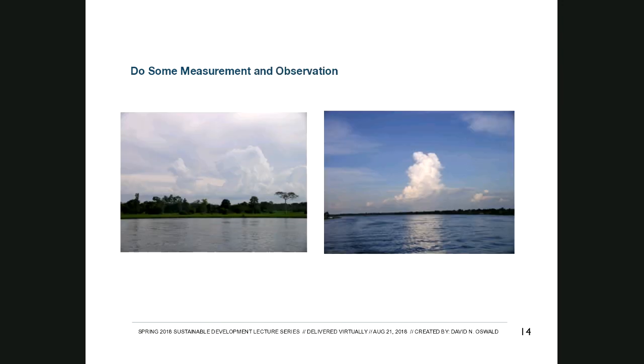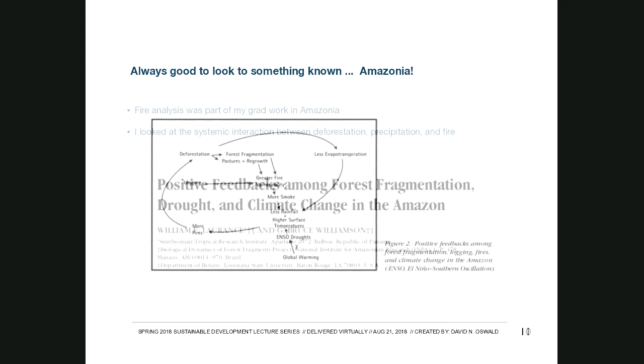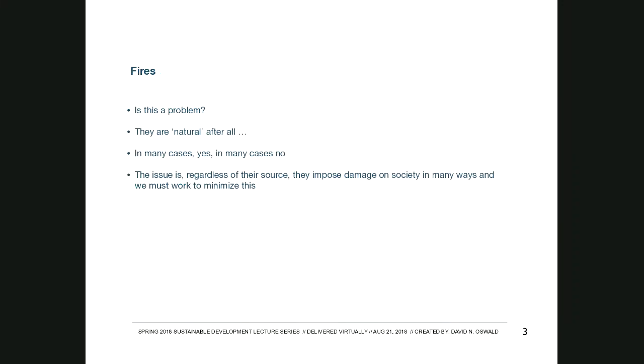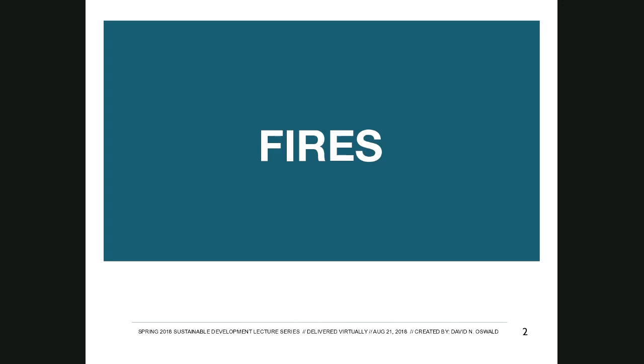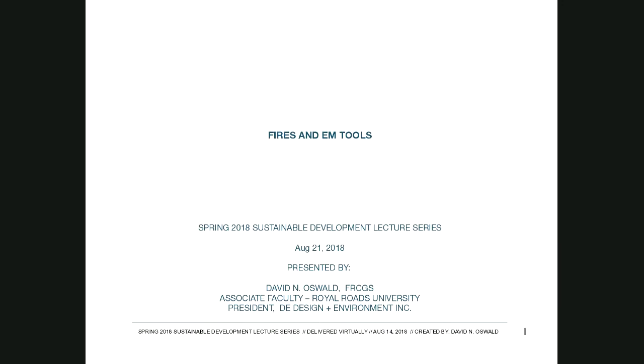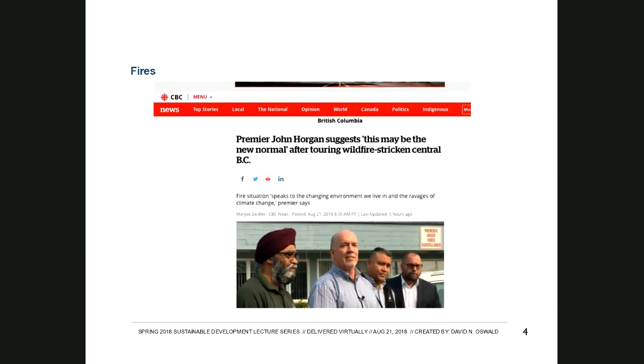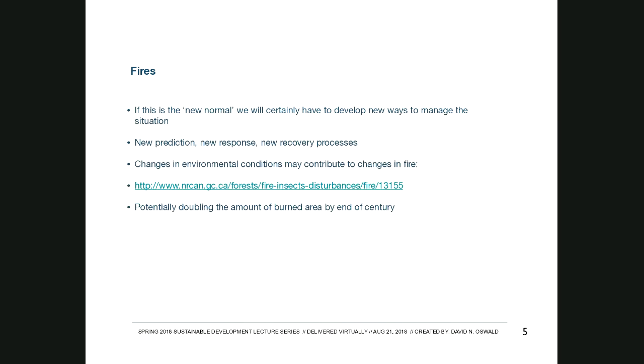I wasn't recording. So just to recap, we started with looking at the impact of fires. This is about fires and environmental management tools. I'm rewinding here. We're looking at fires, whether it's a problem. It sure is. We look at what's happening in BC right now. This is the news today. And we start to look at what NRCan is saying about fires, which is the fact that the amount of burnt area can double by the end of the century as a result of climate change.